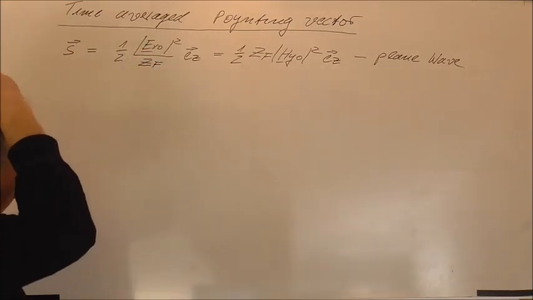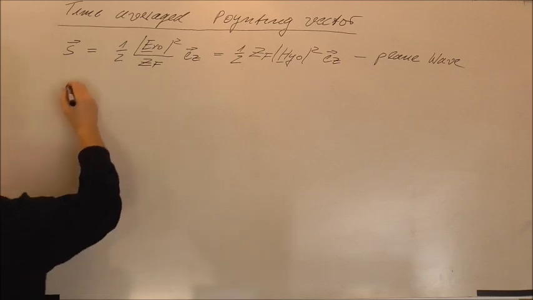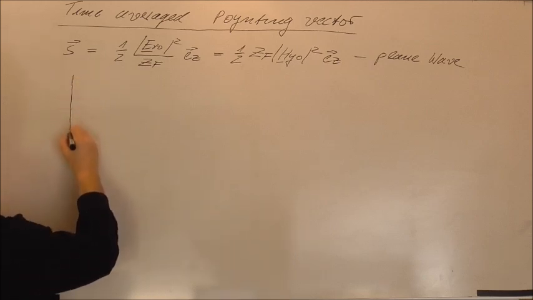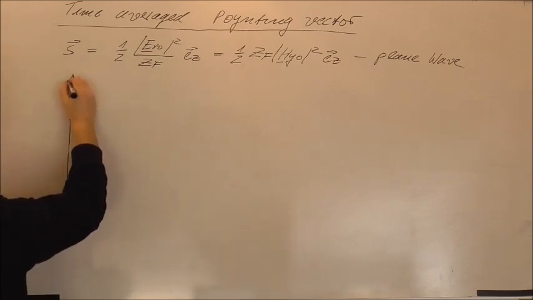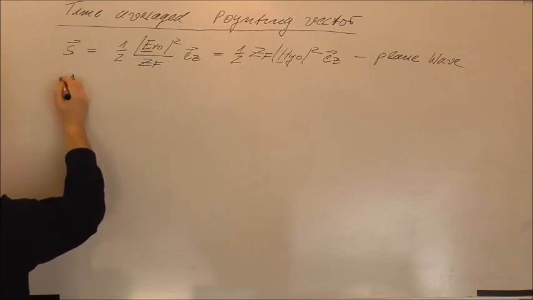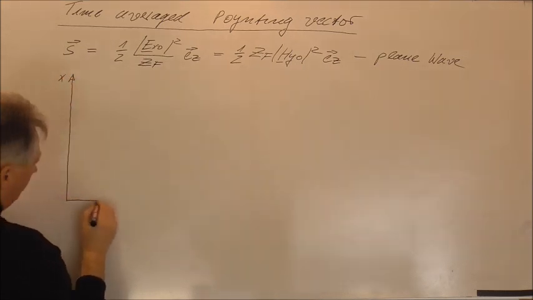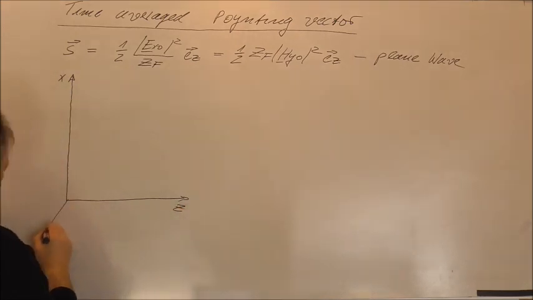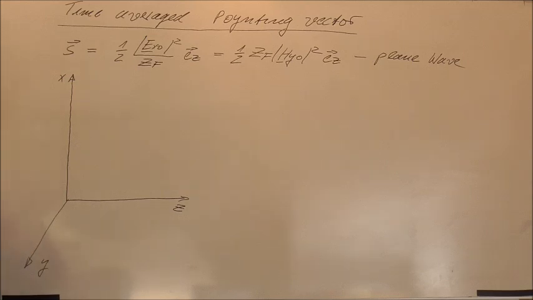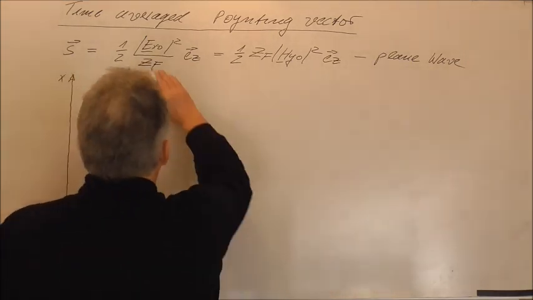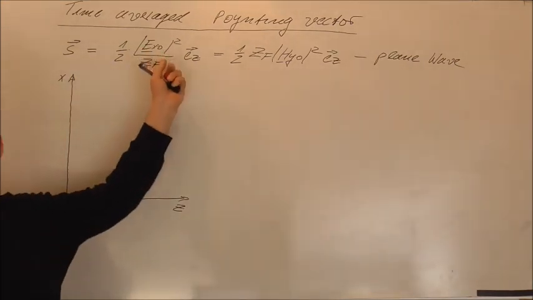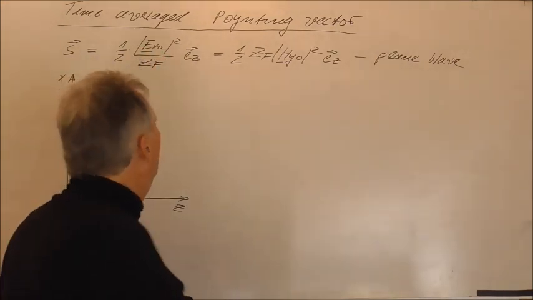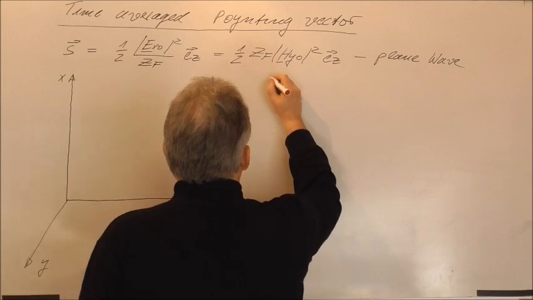And to give you a picture for this, I will draw now here a right-handed coordinate system. So in this direction I will assume to have the x direction, in this direction I assume to have the z direction, and in this direction we will have the y direction. And we know in our plane waves the electric field has only an x component, so the electric field lines will point into the x direction.